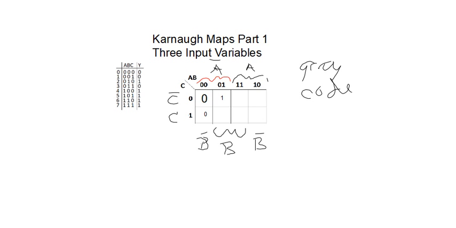Next row is 3, it's 0, 1, 1, so that's going to be the one right below that one. It is a 0. All right, now we skip a column because the next one, 4, is 1, 0, 0, so that's the far right column in the top row, and its output is 1.